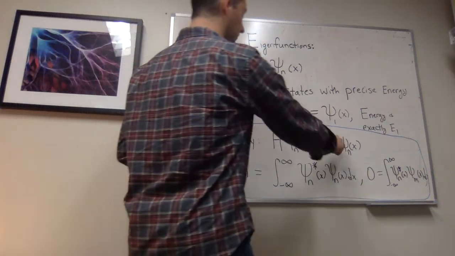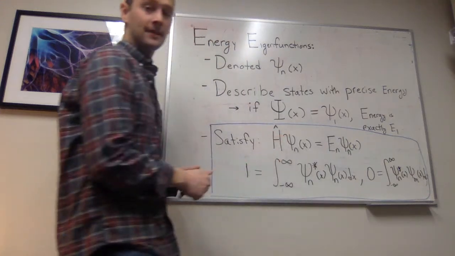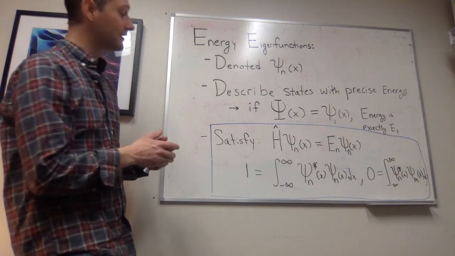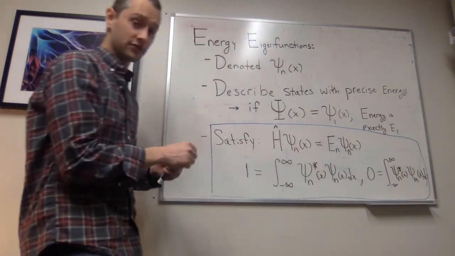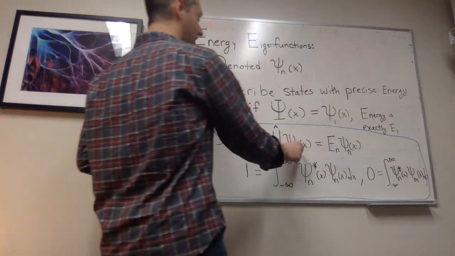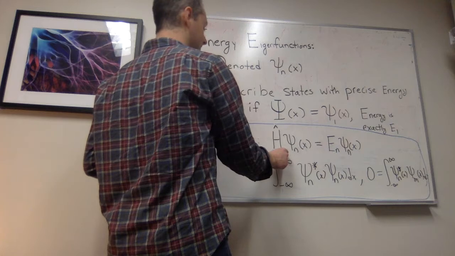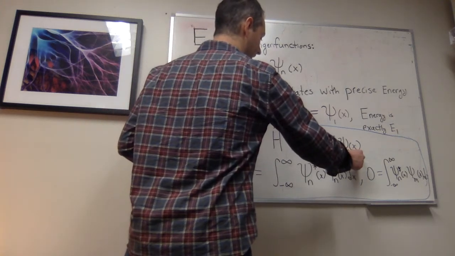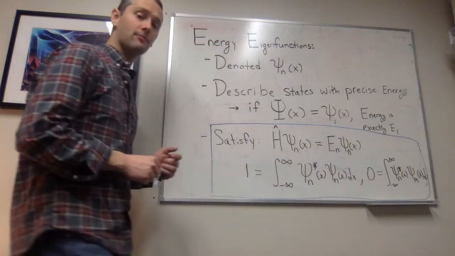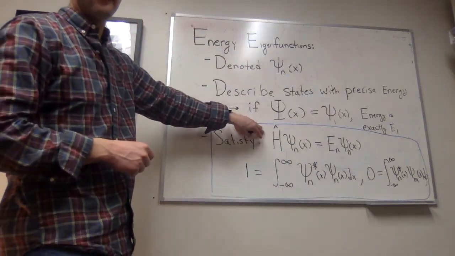This is also a really special relationship because H hat is an operator. It has derivatives in it. It modifies functions in general. And the energy eigenfunction is a special function in that when you apply the energy operator to it, you get exactly the same function out, just multiplied by a number. So that's one really important property of the energy eigenfunctions.